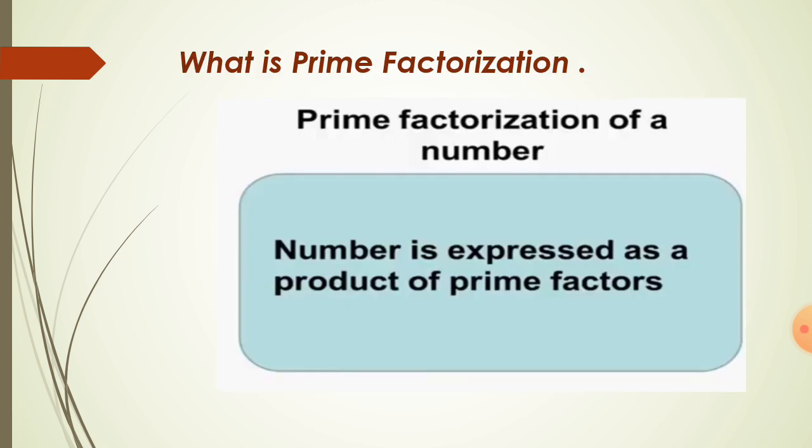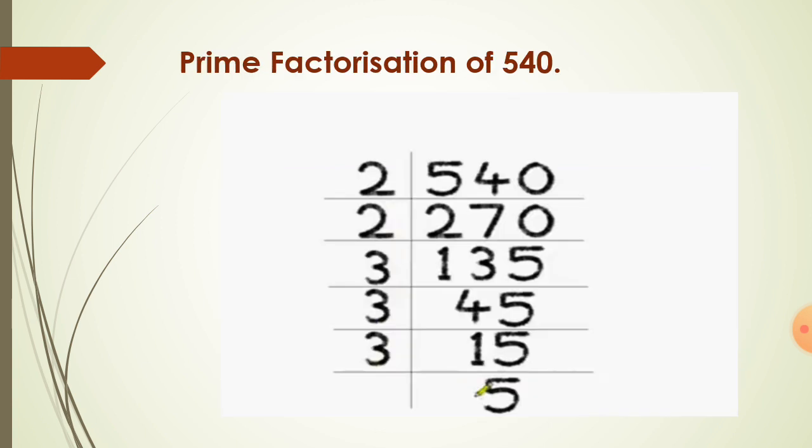What is prime factorization? In prime factorization, a number is expressed as a product of prime factors. Let's explain with an example: prime factorization of 540. Let's start with the table of 2. 2 4s are 8. 2 7s are 14, 0 will be the same. 2 1s are 2. 2 3s are 6. 2 5s are 10.